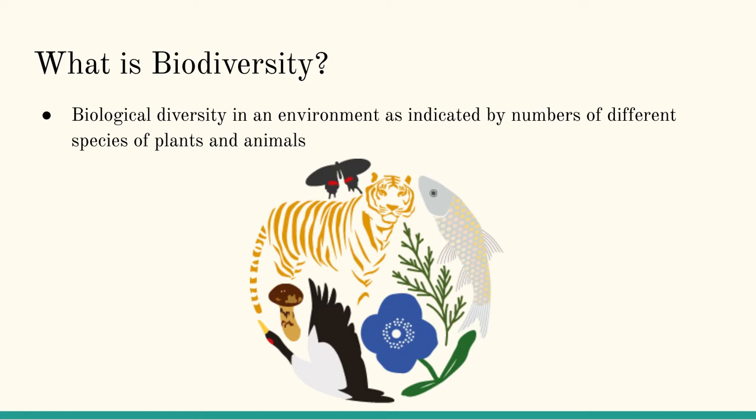Let's go ahead and define biodiversity. So, biodiversity, according to Merriam Webster, is defined as biological diversity in an environment as indicated by numbers of different species of plants and animals. So, what that means is that the higher the levels of biodiversity in an ecosystem, the more species there are in that ecosystem. And then, of course, the lower it is, the fewer species there are in an ecosystem. So it's better, of course, to have higher biodiversity levels because it allows for genetic diversity and it allows for species of more unique kind.